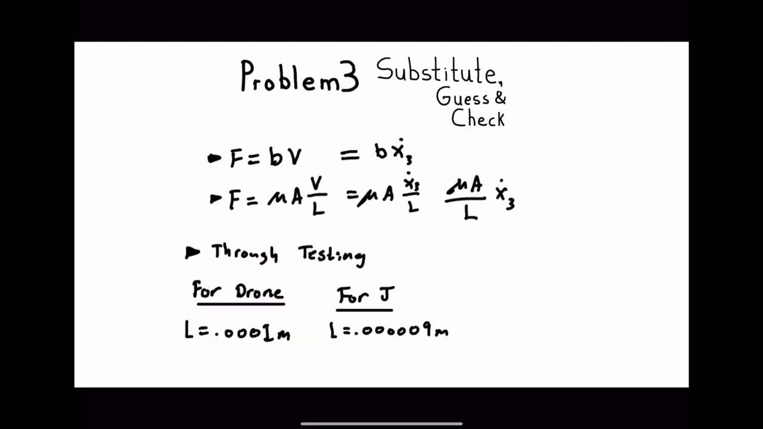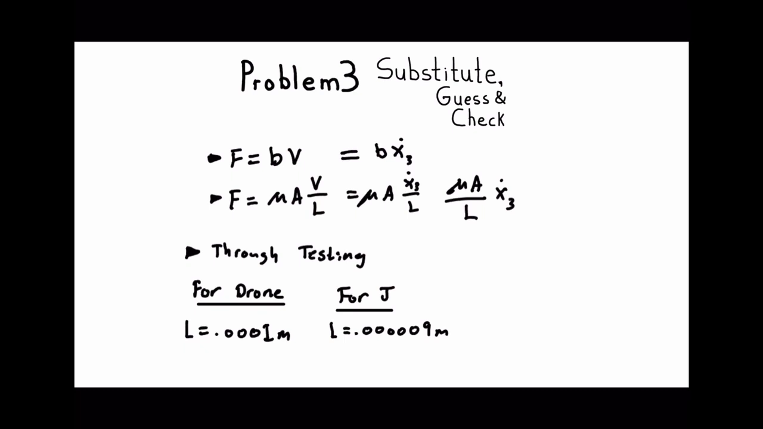Problem 3 had us model the new arrestor system by replacing the Kd value with M_UAV over L and vary the L to find a preferable setting for both the UAV and the jet. Through trial and error, it was found that L could be 9 times 10 to the negative 6 meters for the jet and 1 times 10 to the negative 4 meters for the drone.